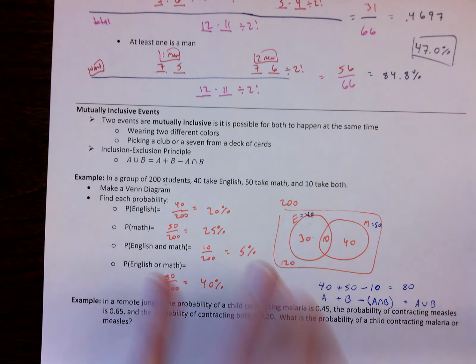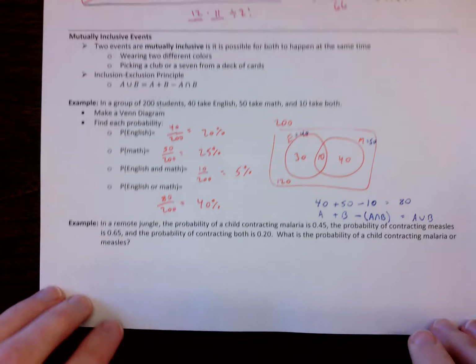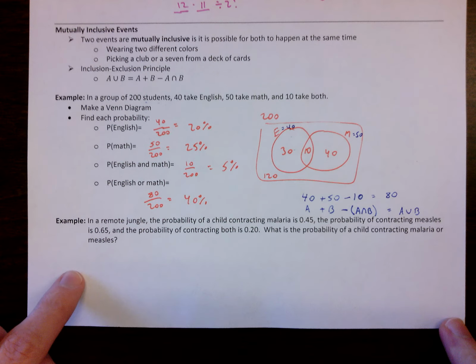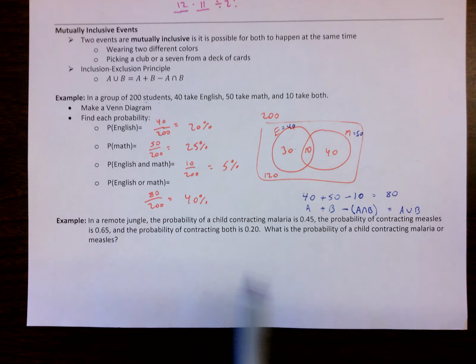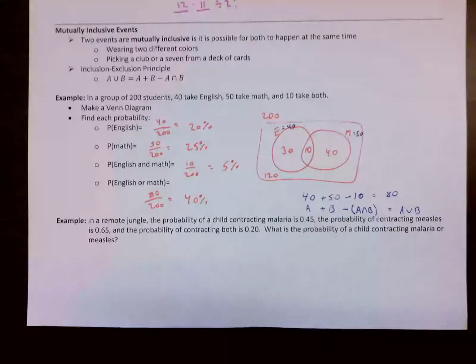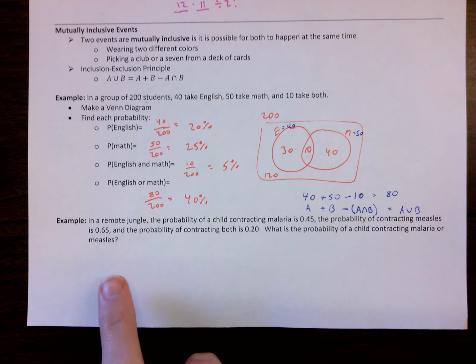Okay, so this one we drew a Venn diagram and it wasn't a big deal. Now, this guy down here, we got a remote jungle, we got probability of getting malaria, the probability of getting measles, and the probability of getting both. Okay, we want to know what the probability is of a child contracting malaria or measles. And again, there's an understood or both there. Okay, it's not going to say or both. You just have to understand that that's part of the problem.